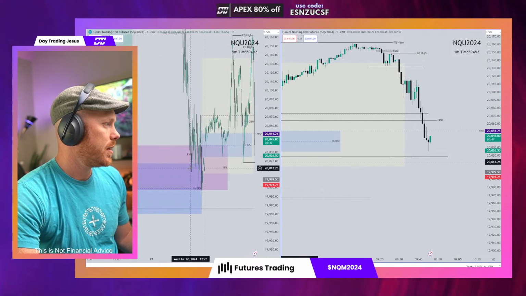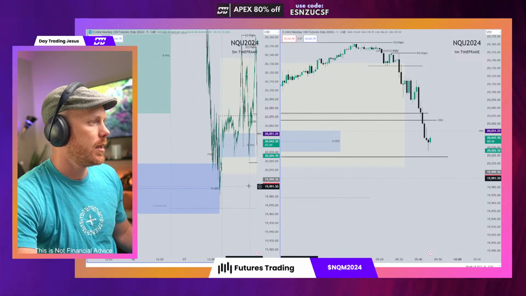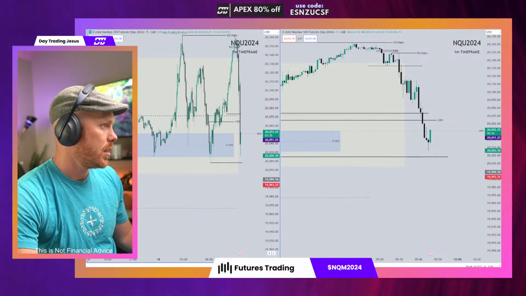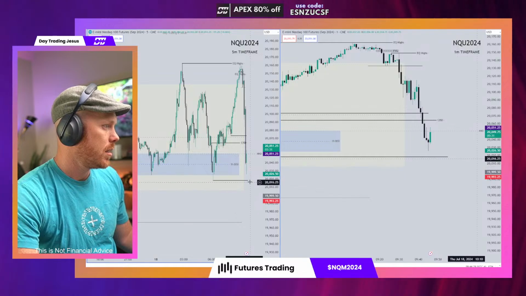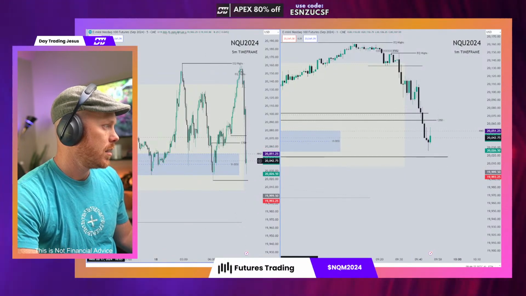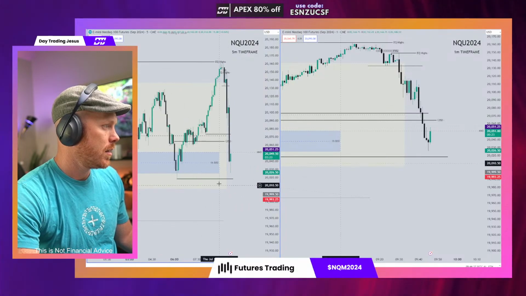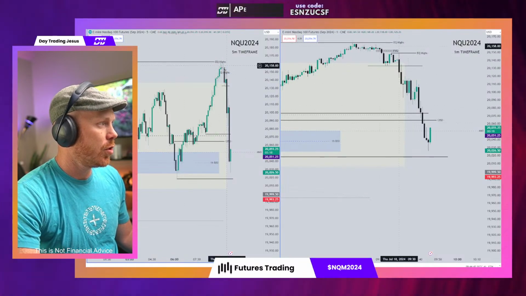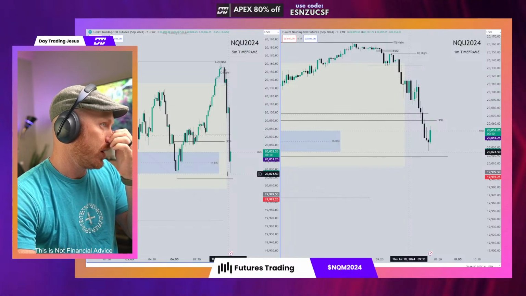Let's get rid of the 15-minute. I don't think I want the 15-minute on here. It's just a little messy. This is good overall price action, and it's a decent range. We're talking, dang, that's like 120 points.